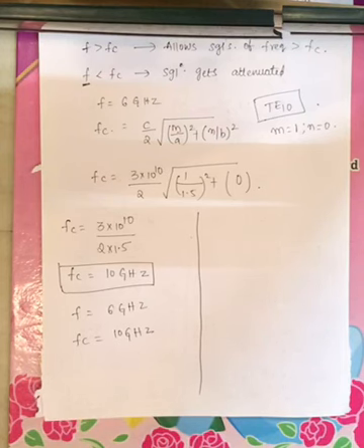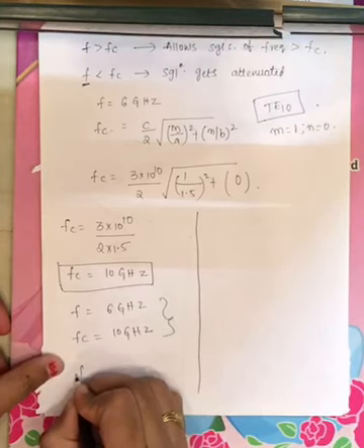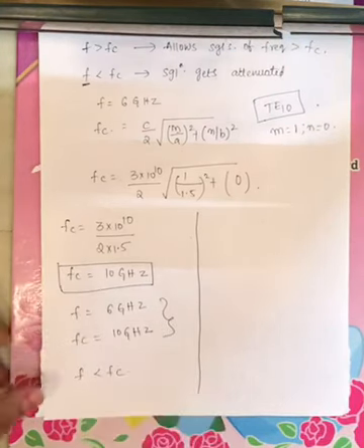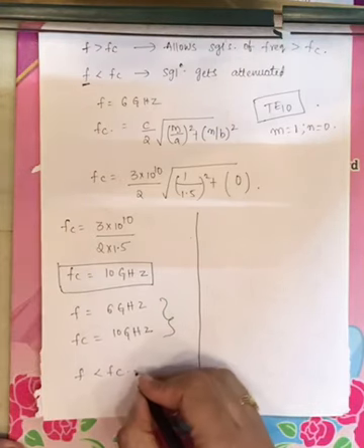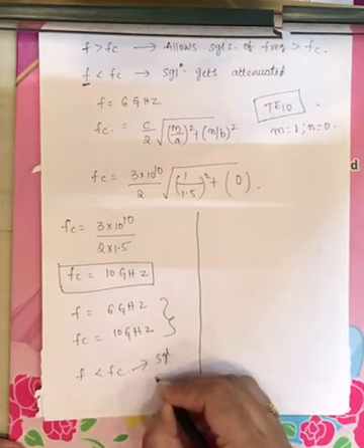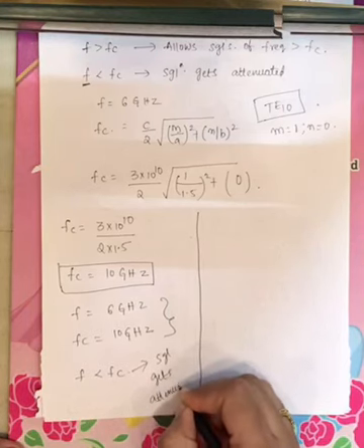Dominant mode for rectangular waveguide is TE10 mode. That's why I have calculated cutoff frequency. But here you are getting cutoff frequency as 10 gigahertz and frequency of the signal is given as 6 gigahertz. If you compare these two frequencies, f is less than fc, right? Now what happens if f is less than fc? Signal gets attenuated, right?